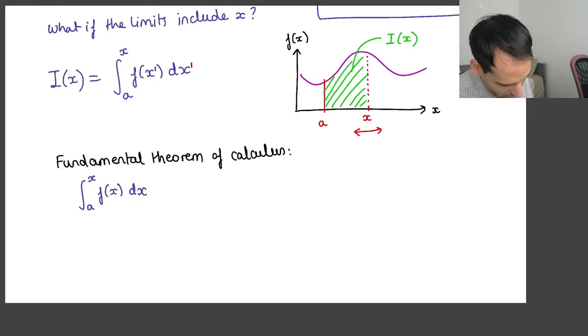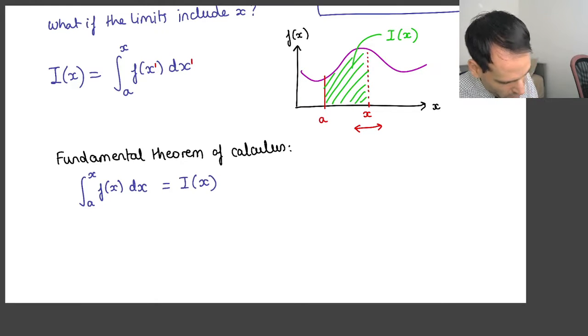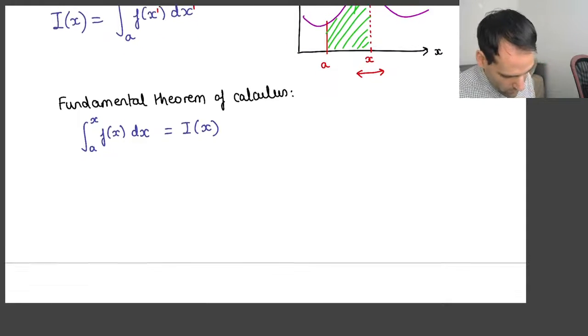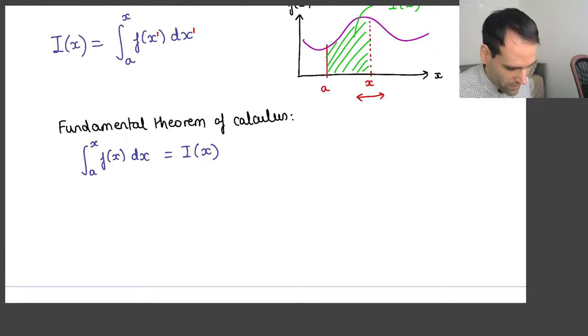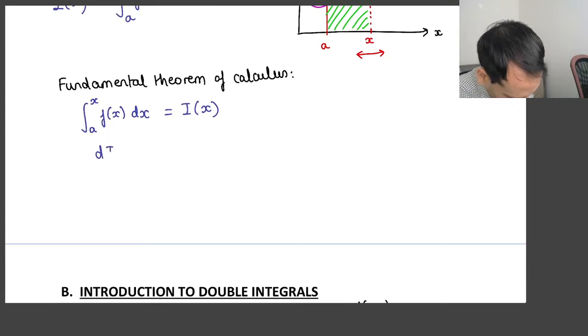So the result of this is another function, which is the integral that you are looking for. And it's a function of x because x is here on the limit. But what is this function? Well, the fundamental theorem of calculus tells you that the derivative of the function I of x with respect to x is equal to f of x.